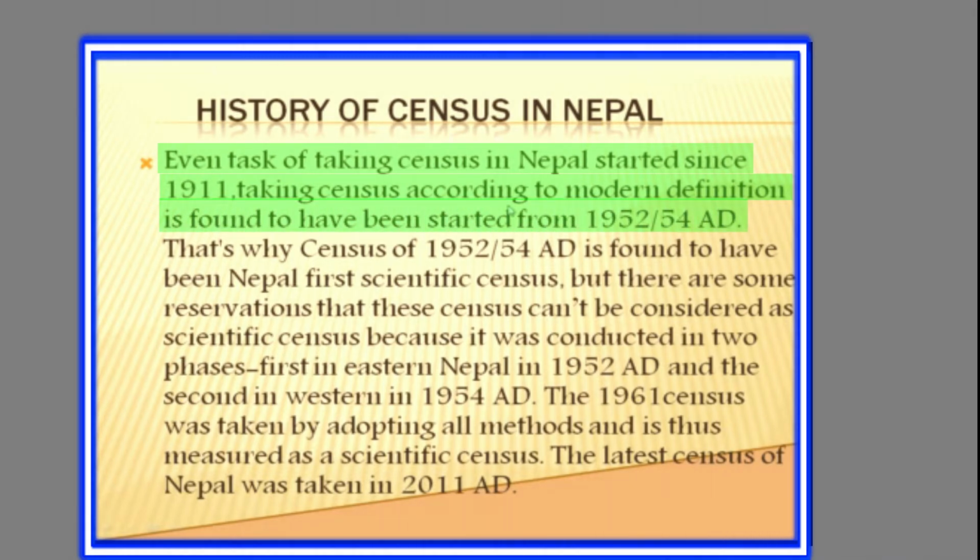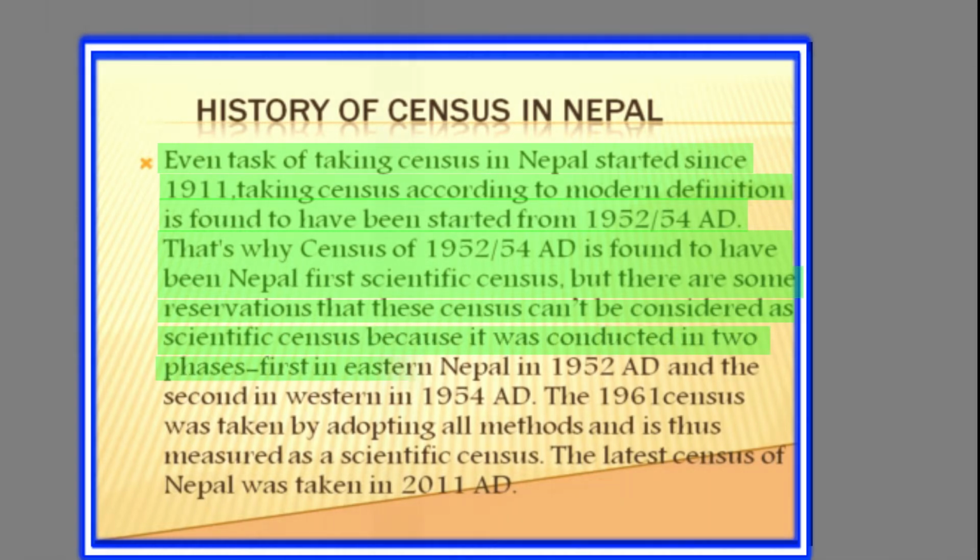It's trying to say that according to the modern definition, the census is found to have started in Nepal in 52 or 54 AD. That's why the census of 52 or 54 AD is found to have been Nepal's first scientific census. But there are some reservations. Reservations mean some facts that this census can't be considered a scientific census because it was conducted in two phases.